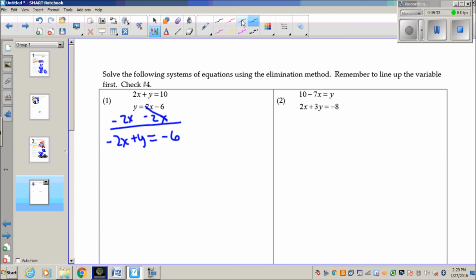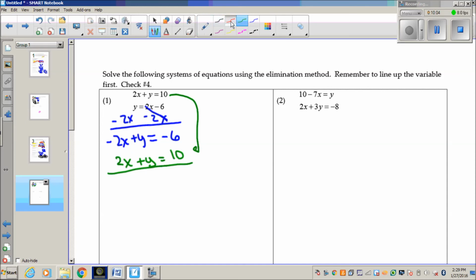Well, now let me take a look at my two equations here. Let me rewrite the first one underneath it so I can see them next to each other. 2x plus y equals 10. So I lined up my variables in step 1. Step 2 says to multiply one or both equations to get the coefficients to be opposites. Well, these coefficients are the same, 1 and 1. These, negative 2 and positive 2, are opposites. So I don't actually have to multiply by anything.